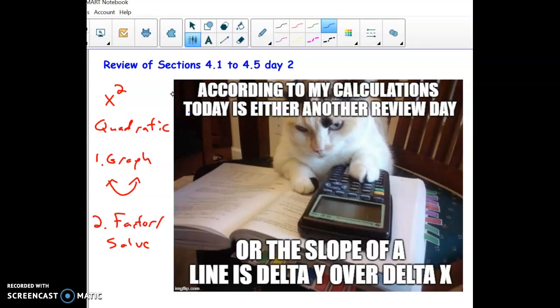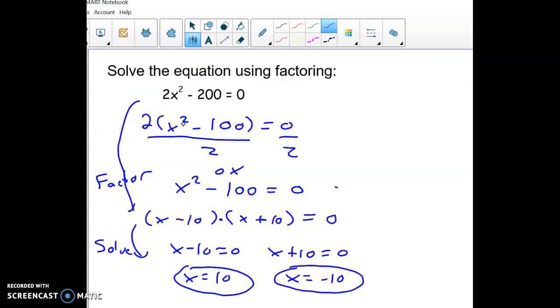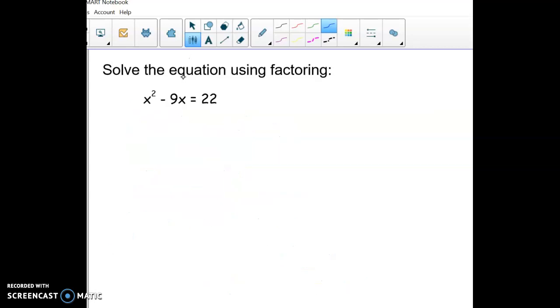Alright, this video is just going to do a couple more questions from sections 4.1 to 4.5. We got most of the way through it on the first video, but just want to finish up a few solve ones here. So the last one we did, this is the factor and solve process. So you break it apart, that's called factor. Set the parts to 0, that's called solve. So here is a solve the equation. Should be 2 answers when you're done. Pause the video, give it a shot.